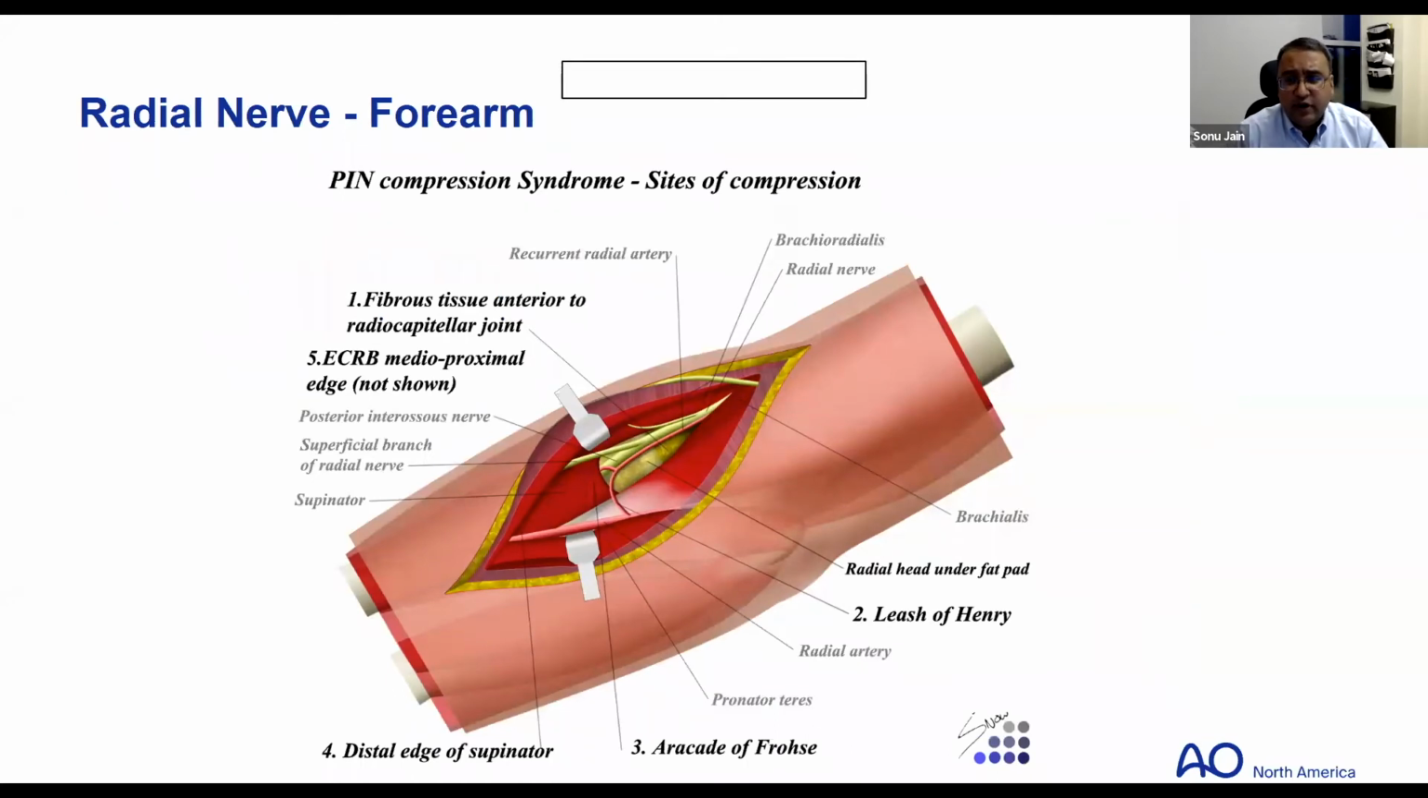And this just kind of tells you the sites of compression here. They're similar to radial tunnel, except it has more proximal and distal compression points, including the fibrous tissue anterior to the radiocapitellar joint, and then also this ECRB edge as well.